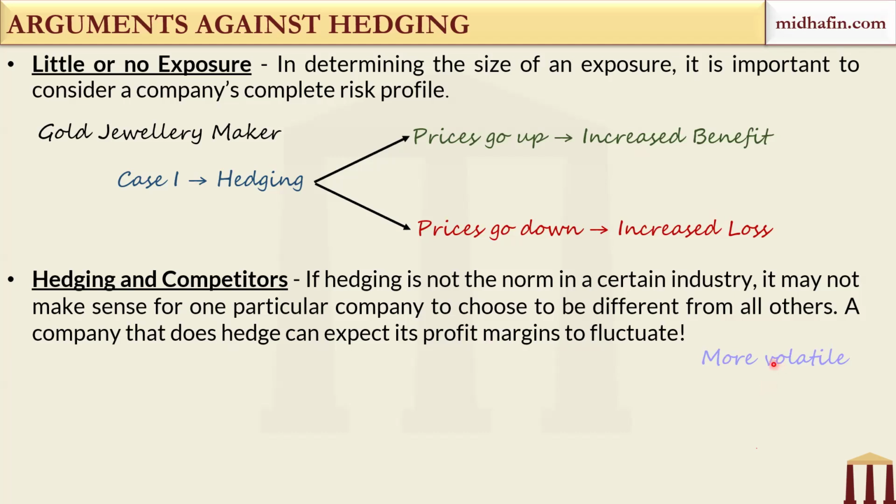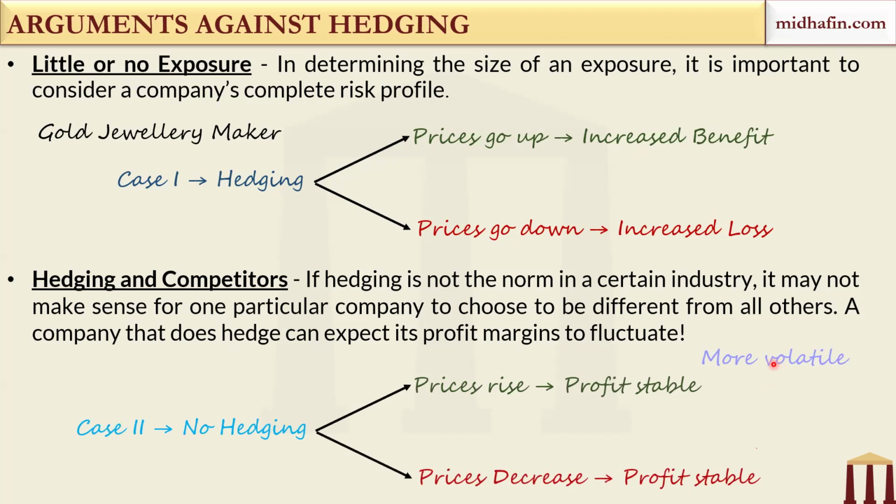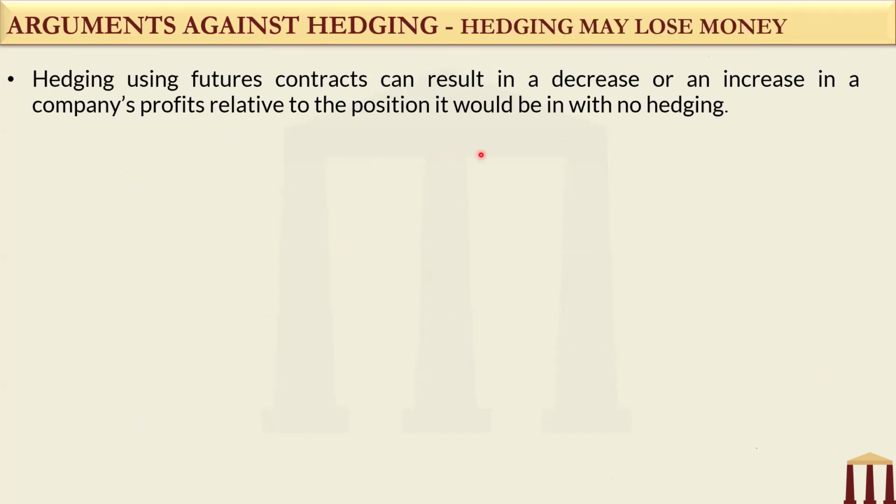But if the company did not hedge, and the prices rise, profits will be stable, because input prices are rising, and output prices will also rise. Gold prices rise, jewelry prices rise. So no problem, profit is stable. In the second case also, gold prices decrease, jewelry prices decrease, profit is stable. So that is why this is also one of the arguments against hedging, that the profits actually become more volatile if you hedge. Another argument, of course, is that hedging can lose money.